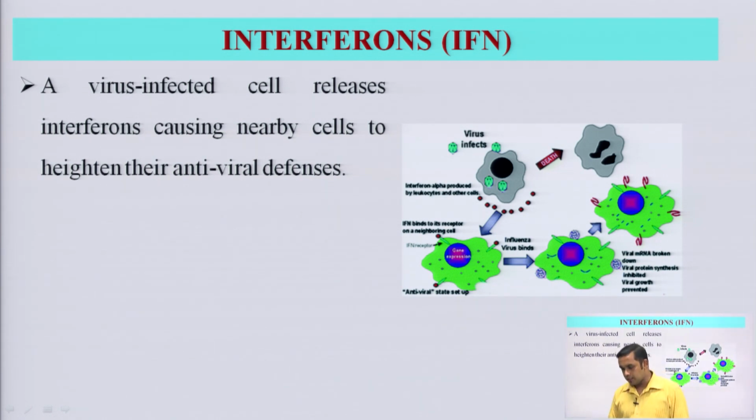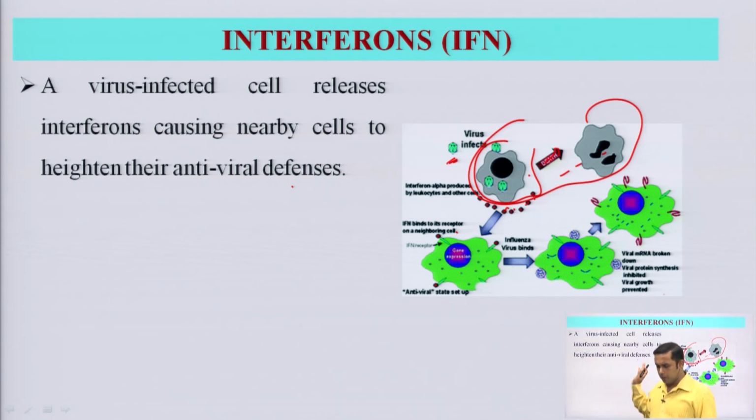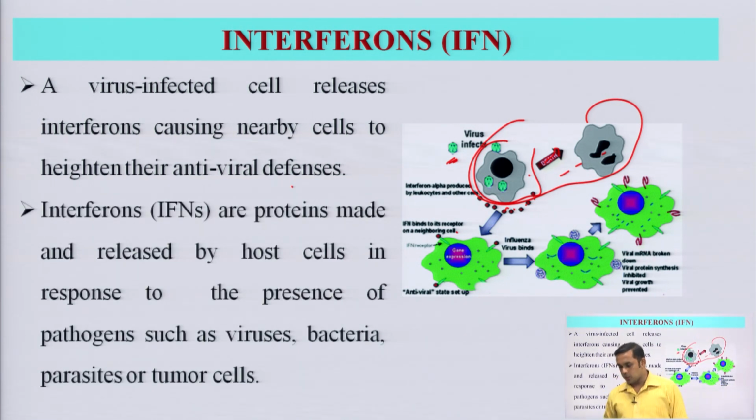Now, let me tell you more about interferon. A virus-infected cell releases interferon, causing nearby cells to heighten their antiviral defenses. So, for example, this is a virus, and it has infected this cell. What will happen? It will release interferon so that your other cells get ready, and this cell will die. It informs the other cells that they should be alert because some foreign substance has entered.